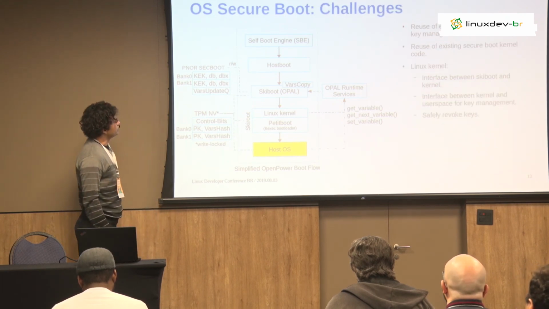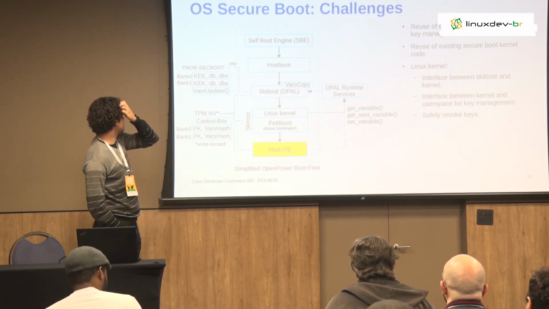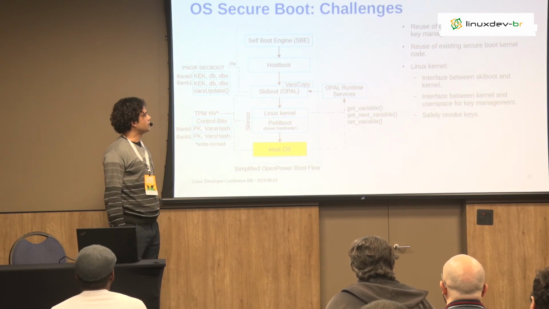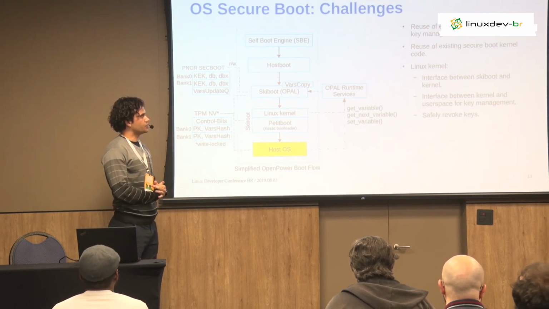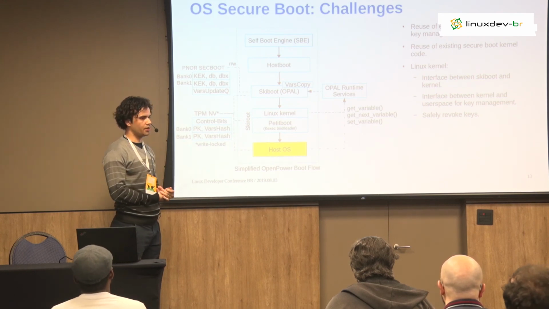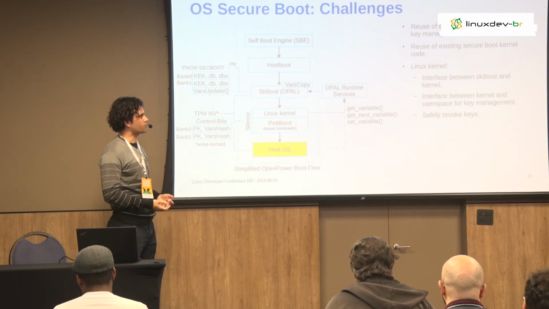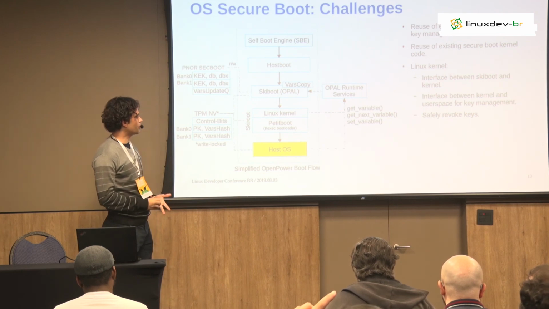Okay, we're getting to the end here. Challenges. This is how OS Secure Boot works. It's a little bit more complex than firmware Secure Boot. Challenges. We want to reuse the existing user space tools for key management because it involves a lot of effort. We are also trying to use the existing Secure Boot code we have in the kernel.